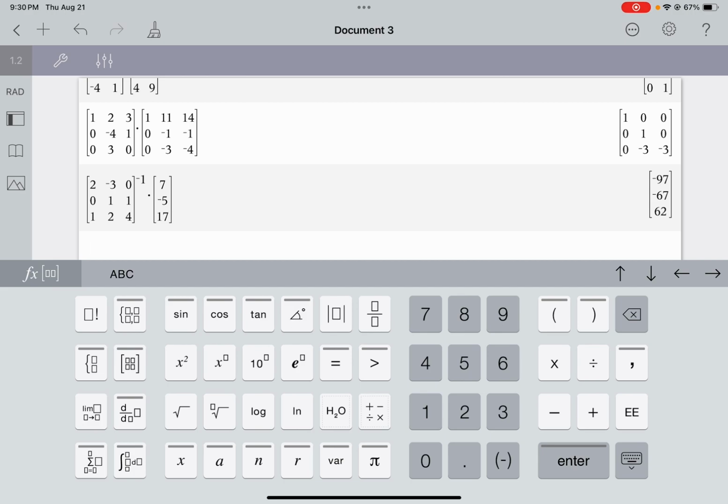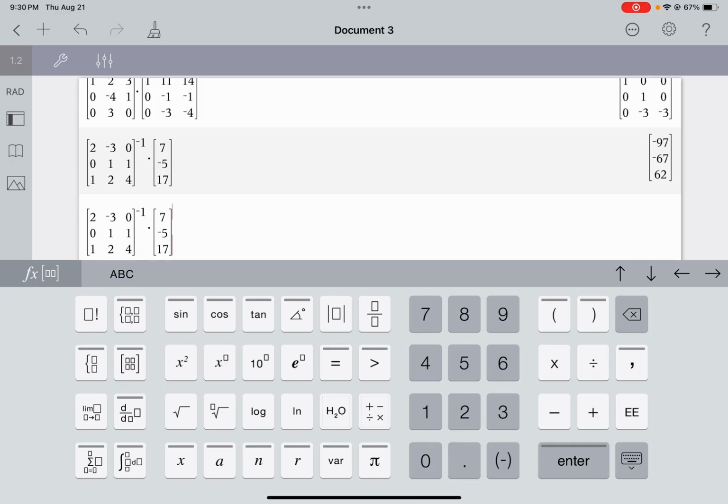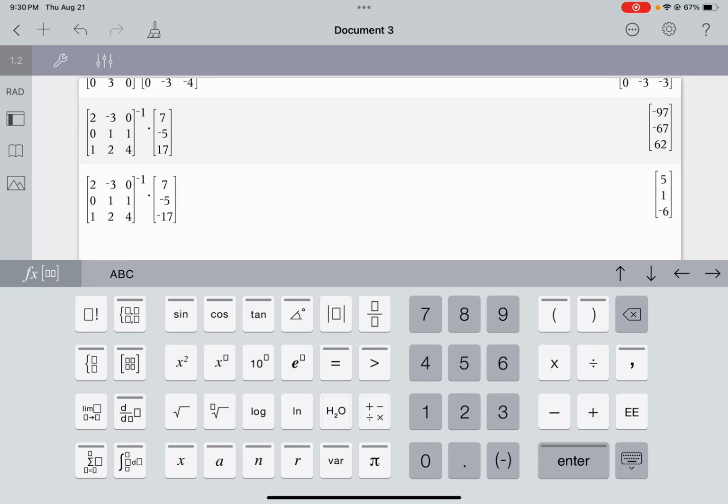Okay, so I didn't do a -17. So here's what you do. If you type it in wrong, you just go up and highlight, press enter, and then you can go edit and make that a -17, and we get our answers.